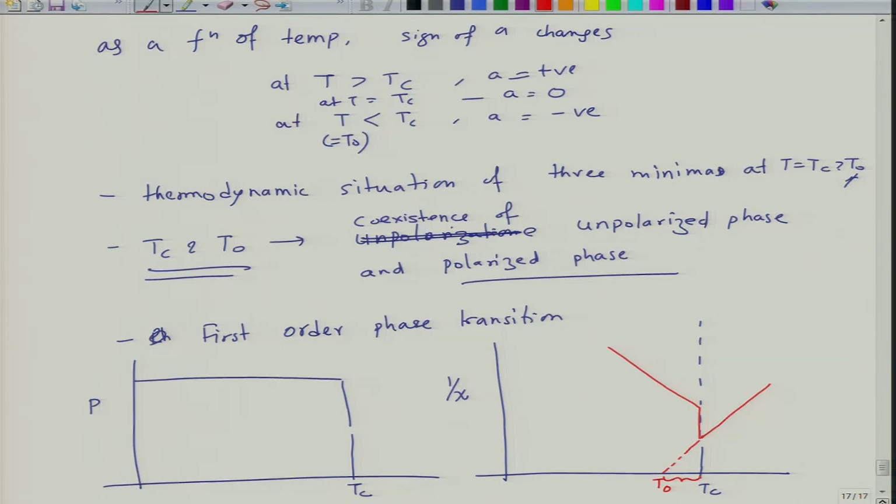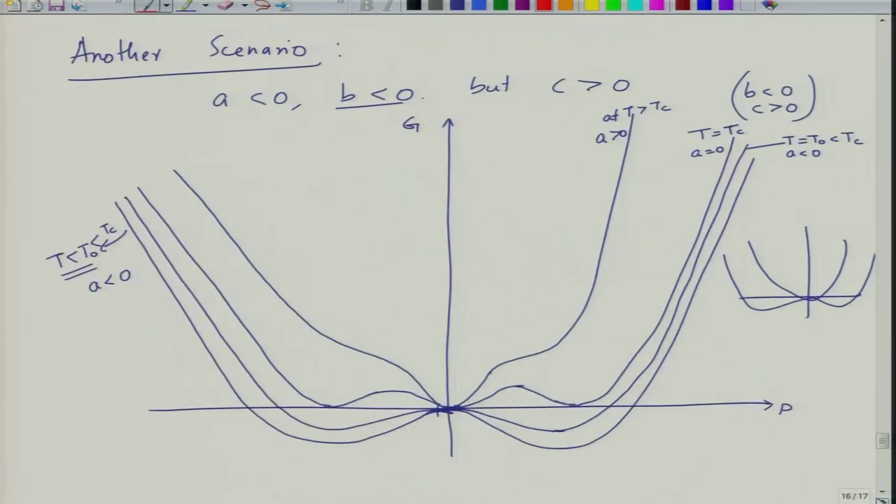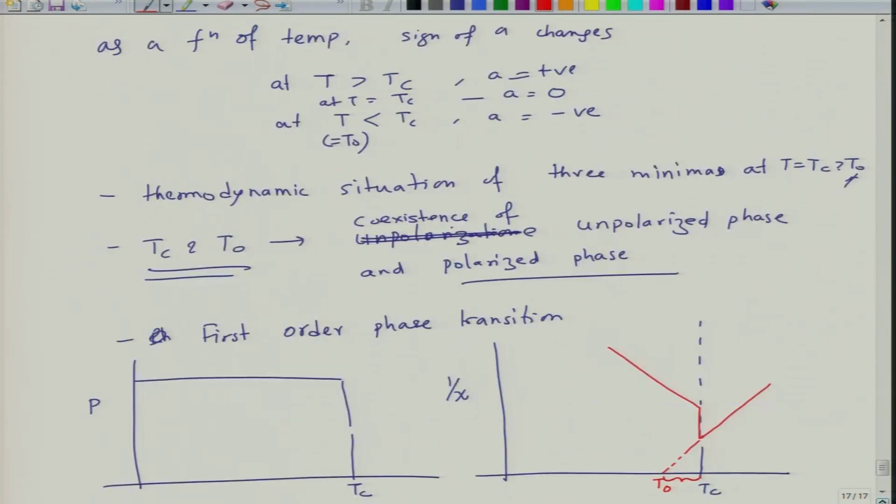Similarly, here you have a region between T naught and Tc when the material has these 3 minima. What it means is that out of these 3 minima, 2 belong to the ferroelectric state and 1 belongs to the unpolarized state, and these two states, polarized and unpolarized, coexist between T naught and Tc. So this kind of first order phase transition is very similar to a liquid to solid transition, where we see a sudden drop of polarization at Tc. Okay, so you can see this is ferroelectric, this is paraelectric, and you have a sudden drop.